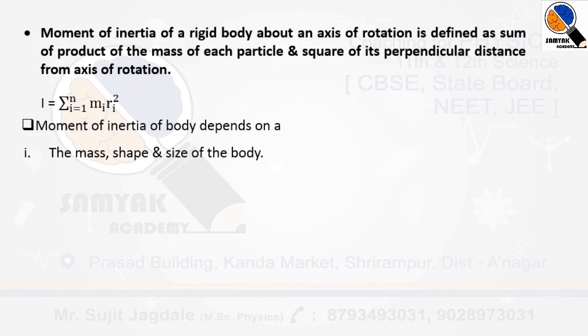Then the second factor is the distribution of mass in the body about an axis of rotation.